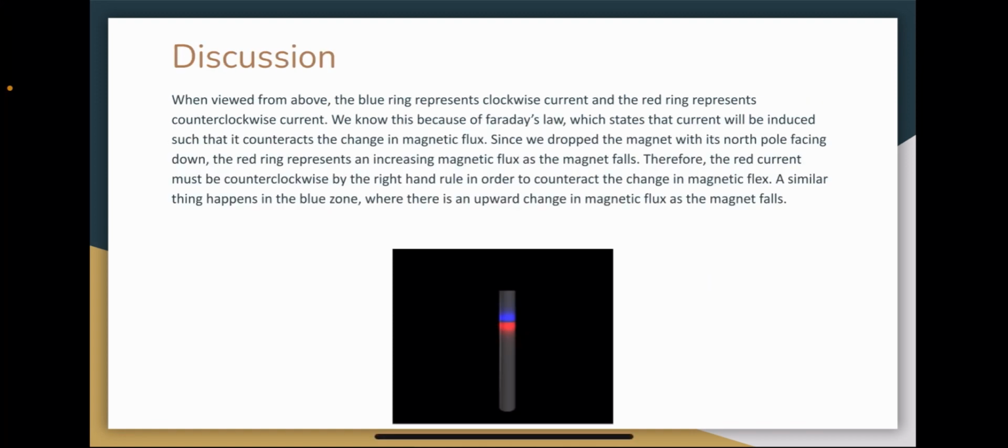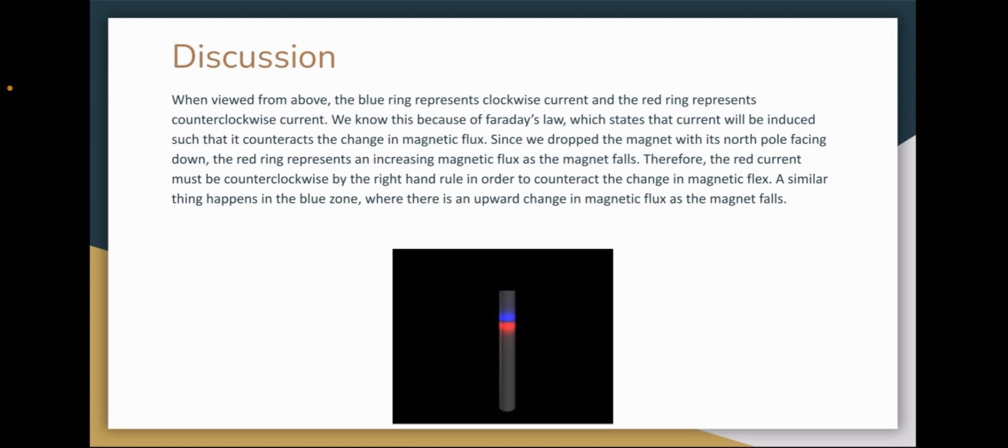When viewed from above, the blue ring here represents clockwise current and the red ring represents counterclockwise current. We know this because of Faraday's Law, which states that current will be induced such that it counteracts the change in magnetic flux. Since we drop the magnet with its north pole facing down, the red ring represents an increasing magnetic flux as the magnet falls.